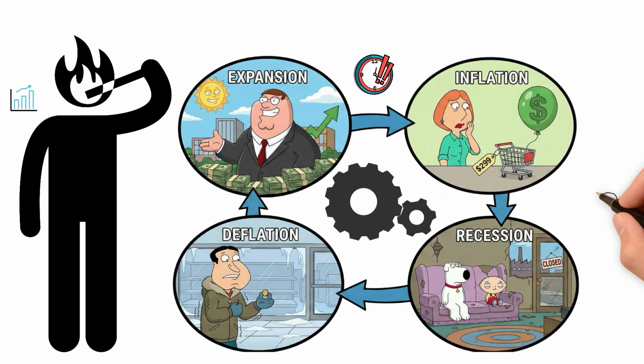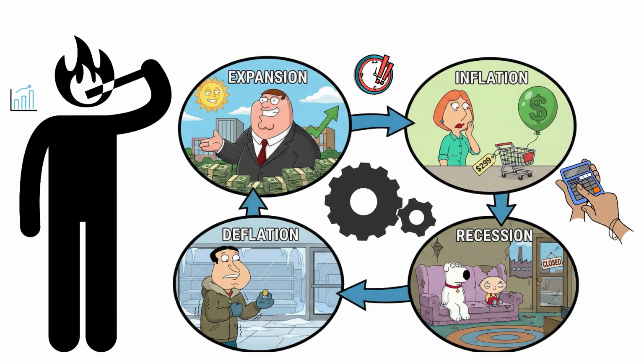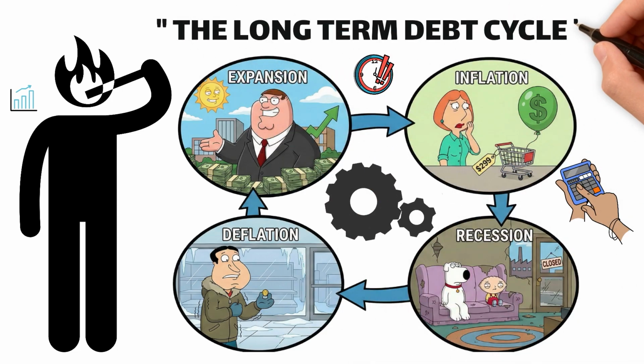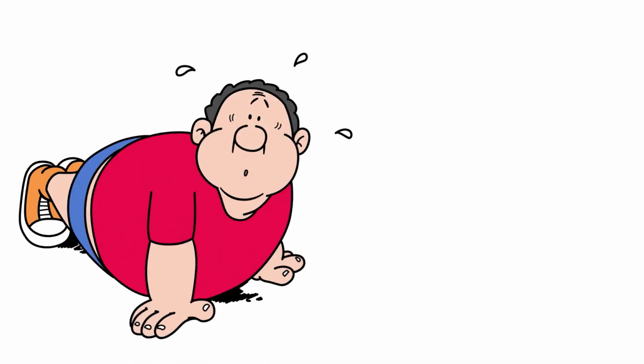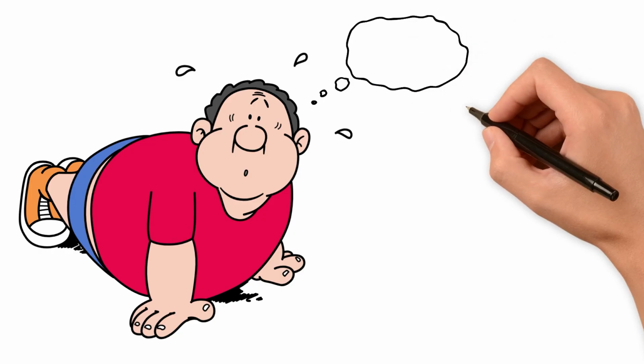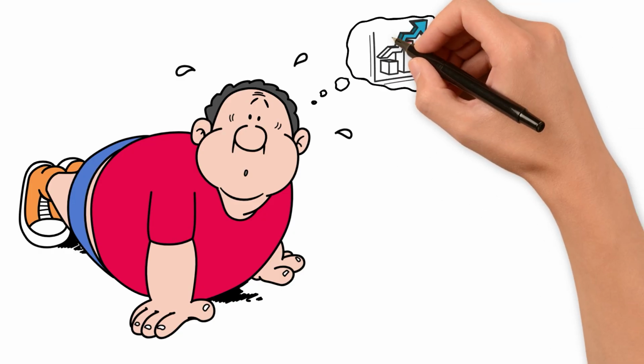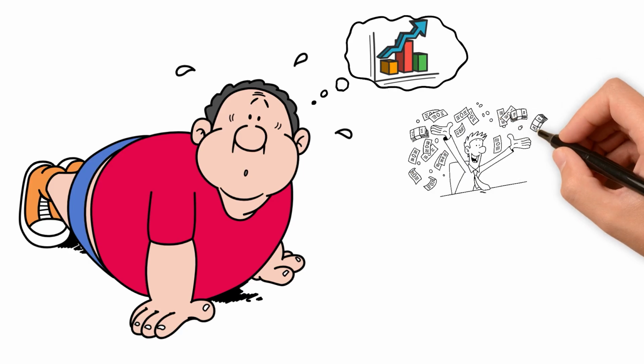But there is a catch. Over decades, these short-term cycles add up to something bigger, the long-term debt cycle. Why? Because human nature plays a trick on us. At the end of every short-term cycle, the economy finishes with more growth than the previous cycle, but also with more debt. People push the limits.